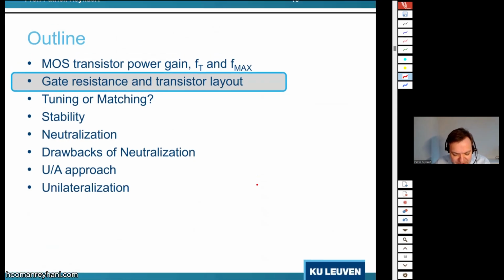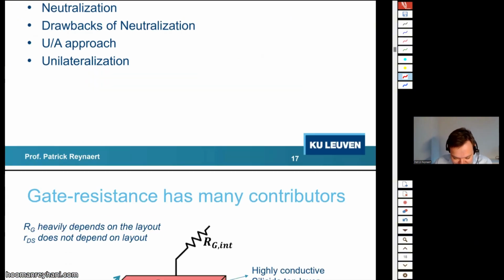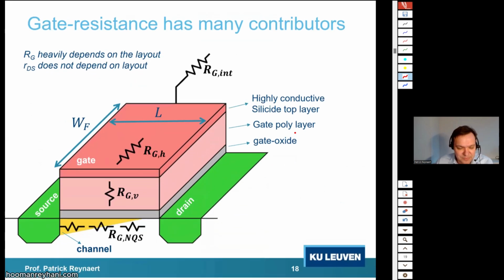Let's have a closer look at this gate resistance and the transistor layout and try to understand why pretty much everybody is drawing the transistors for 1 micrometer, regardless of the technology node. Whether it's 65, 40 nanometer or 28 nanometer, I've always seen 1 micrometer. It's not important. The real question, Rodrigo, is not for which node. The real question is, how do you get to that number?